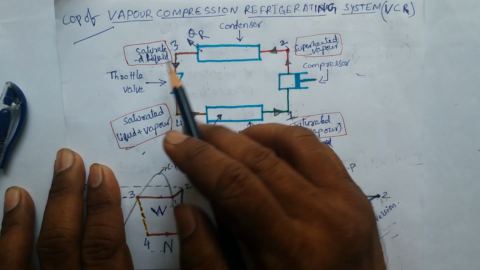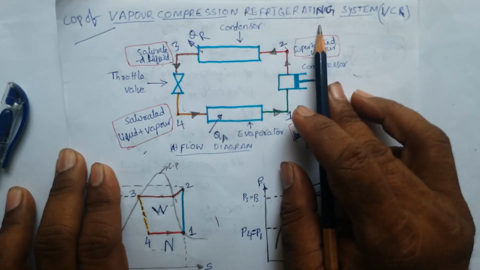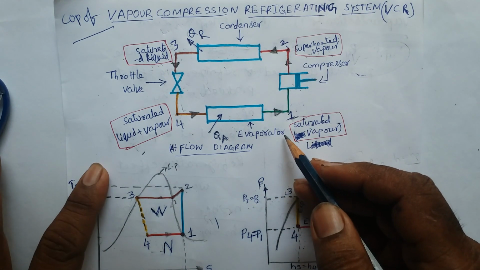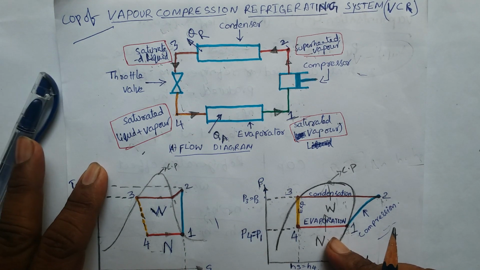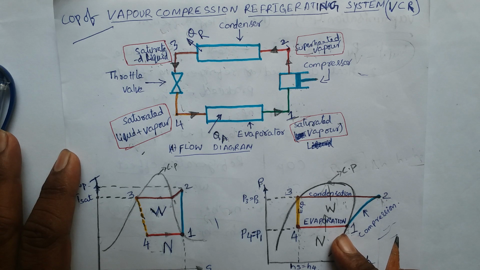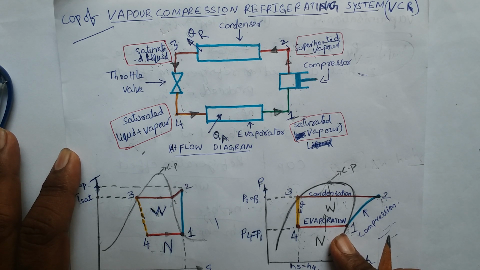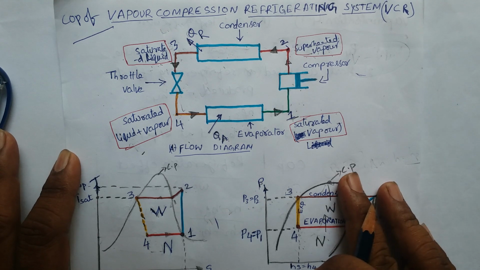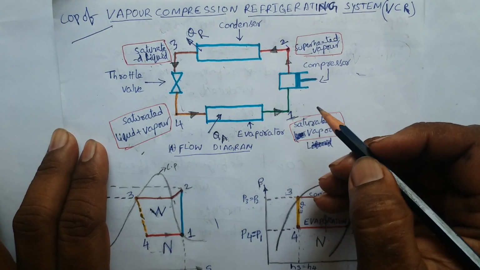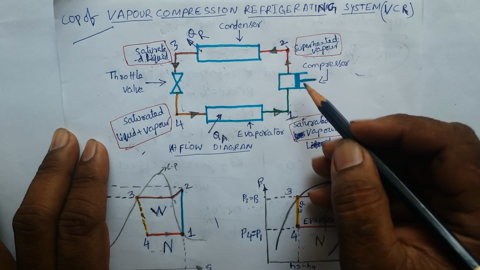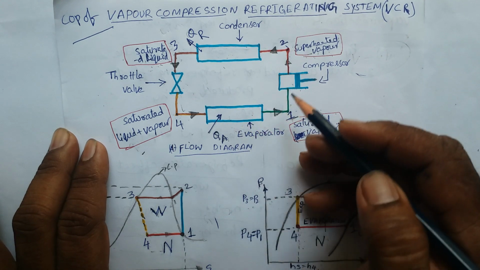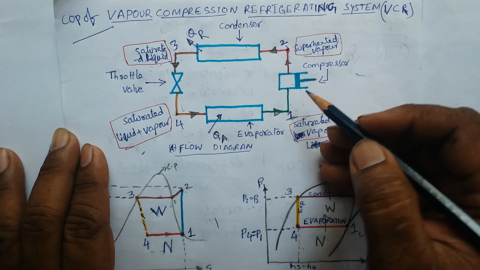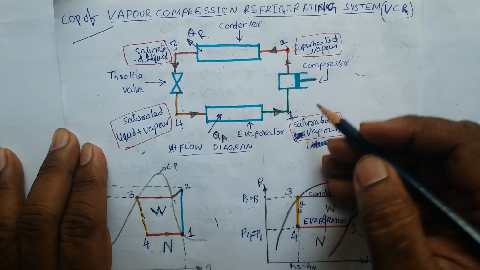Okay. So how to find the COP of vapor compression refrigeration system? We use the TS and pH diagrams. By using the TS and pH diagrams, we can find the COP of the vapor compression refrigeration system. We already discussed the operations and processes in the previous video, so we are going directly to the processes here.